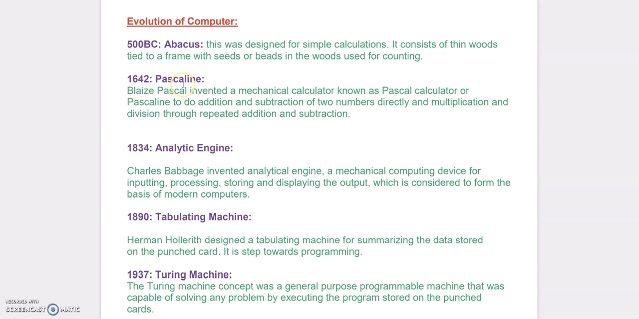The second evolution came up with the Pascaline, because we had a scientist, Blaise Pascal, who invented the mechanical calculator known as the Pascal calculator. Okay, it showed addition and subtraction of two numbers directly and multiplication and division through repeated addition and subtraction. So it was the first mechanical calculator and it was invented by Blaise Pascal in 1642.